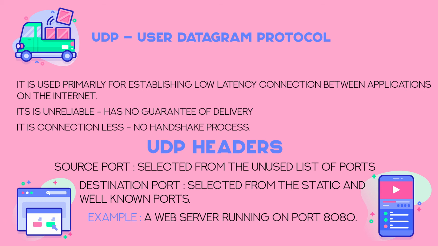The UDP header contains a source port, which would be a port selected from the list of unused ports, like one random free port from your system. It also contains a destination port, which is a port selected from the static and well-known ports. For example, a web server running on your local machine uses port 8080 by default. So does Skype running on your machine, which takes up port 8080. I think Microsoft has changed that by now, I'm not sure, but I think you got the point.